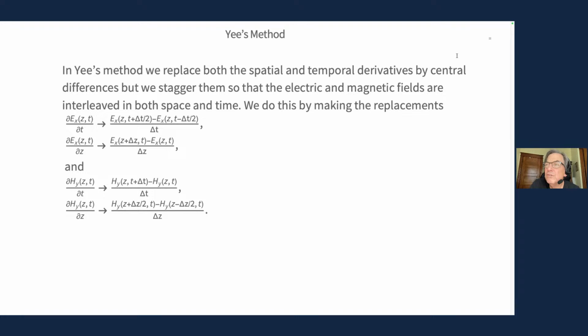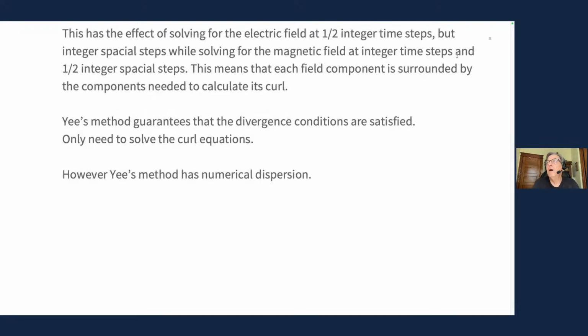Okay, and then we're going to do exactly the opposite thing for the H field. So we're solving the electric field at half integer time steps, but integer spatial steps, and vice versa for the magnetic field. And this means that each field component is actually surrounded by the components needed to calculate its curl, which I'll show graphically or visually in a moment. And Yee's method guarantees that the divergence conditions are satisfied so that we only need to solve the curl conditions.